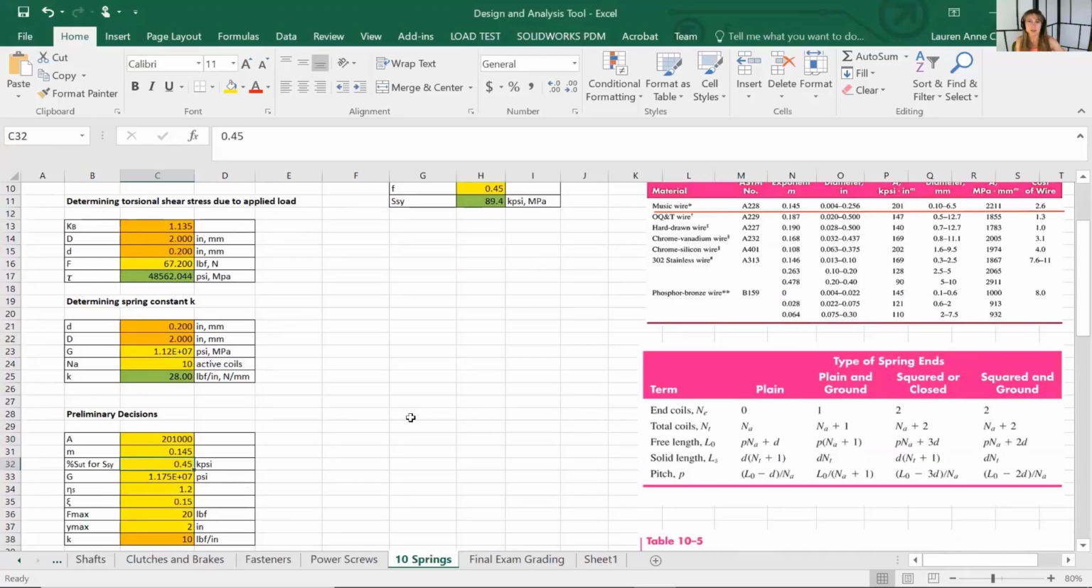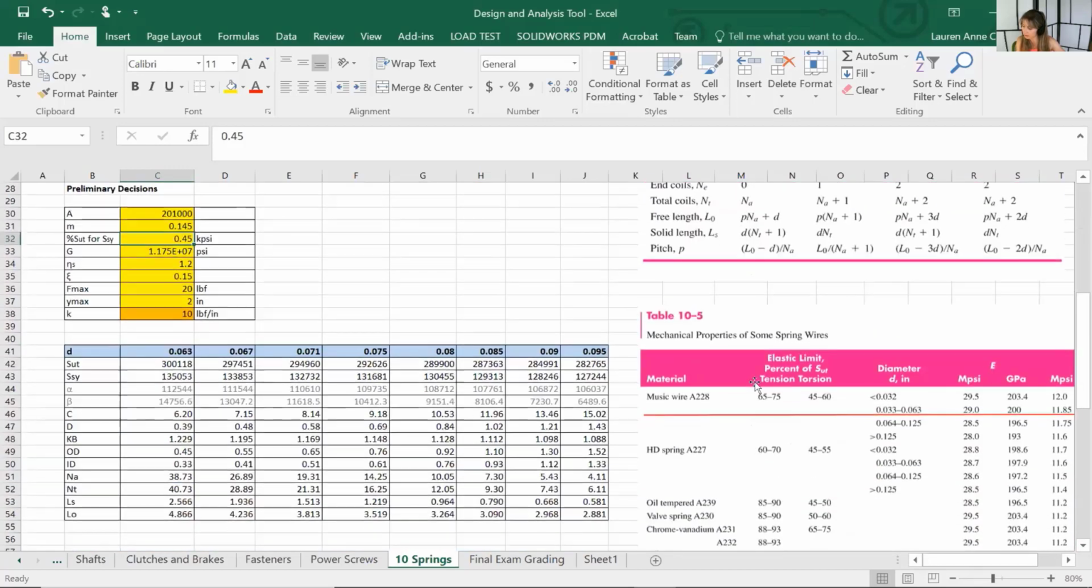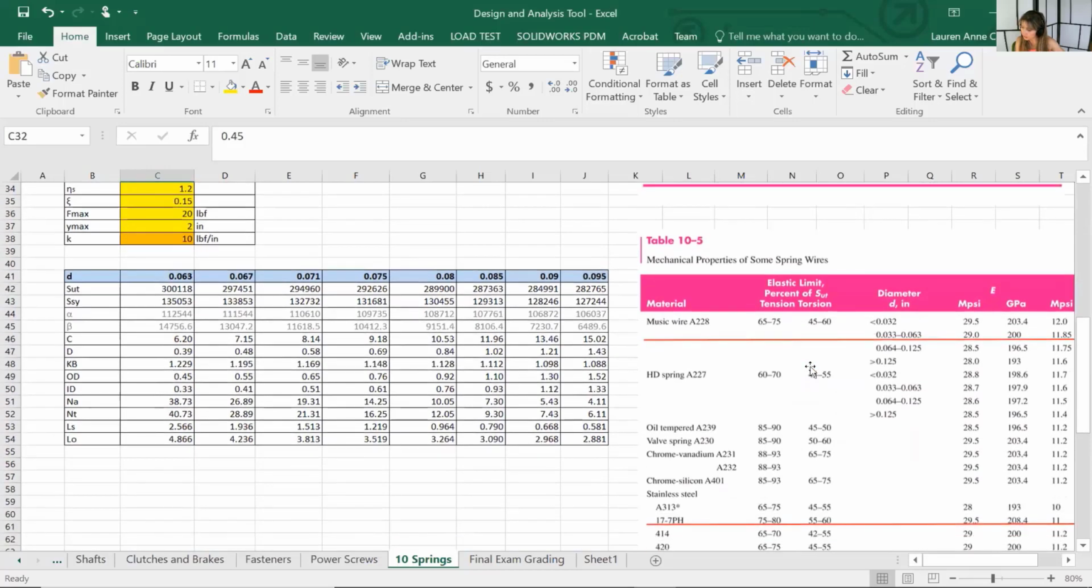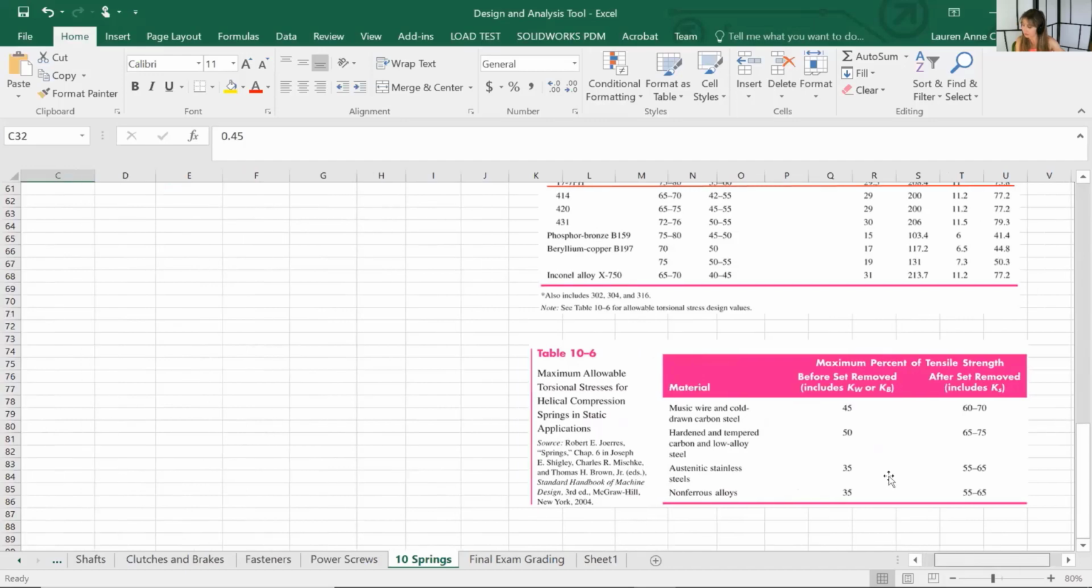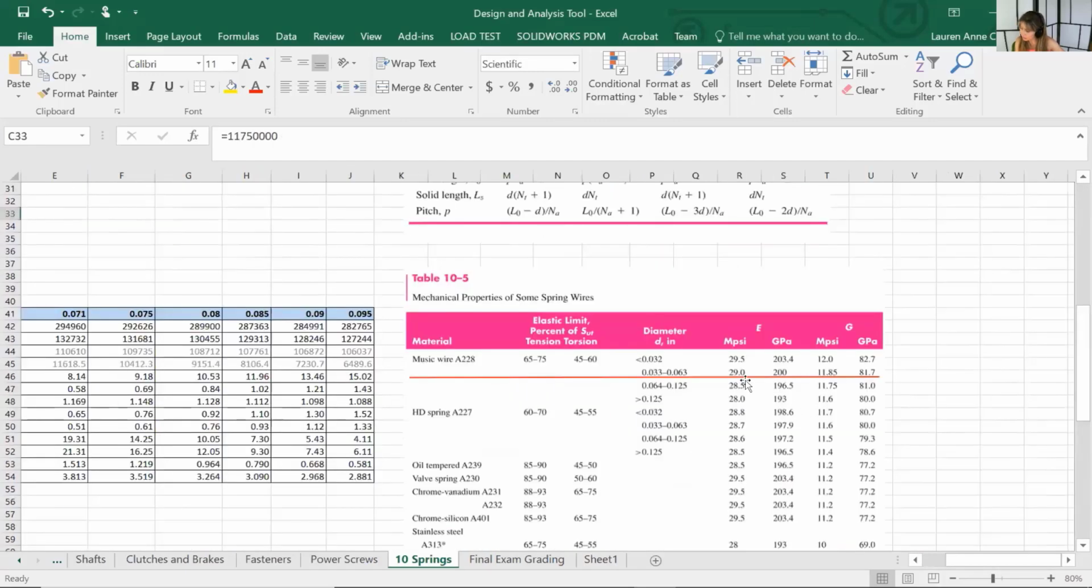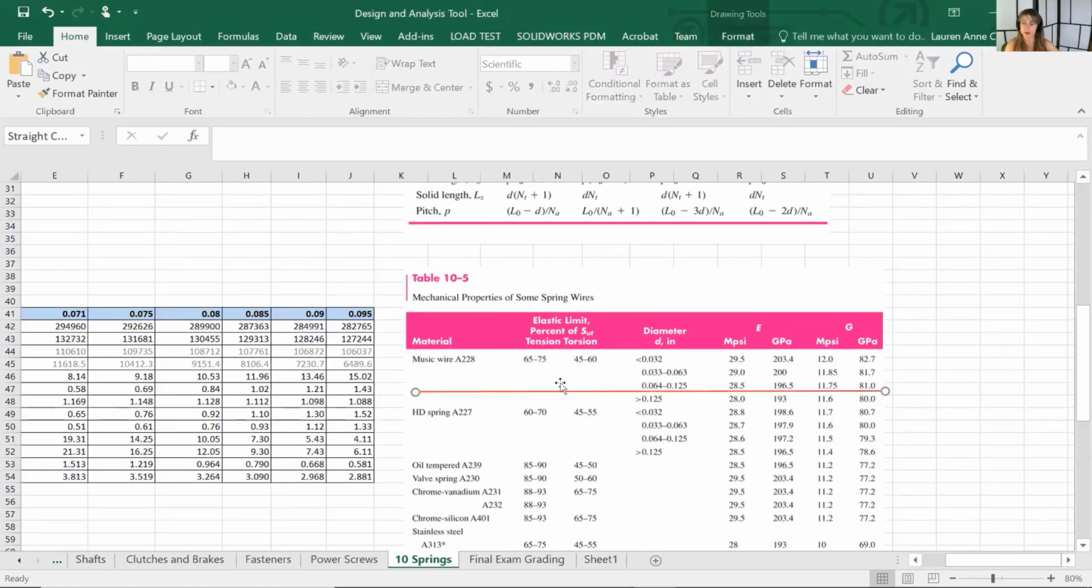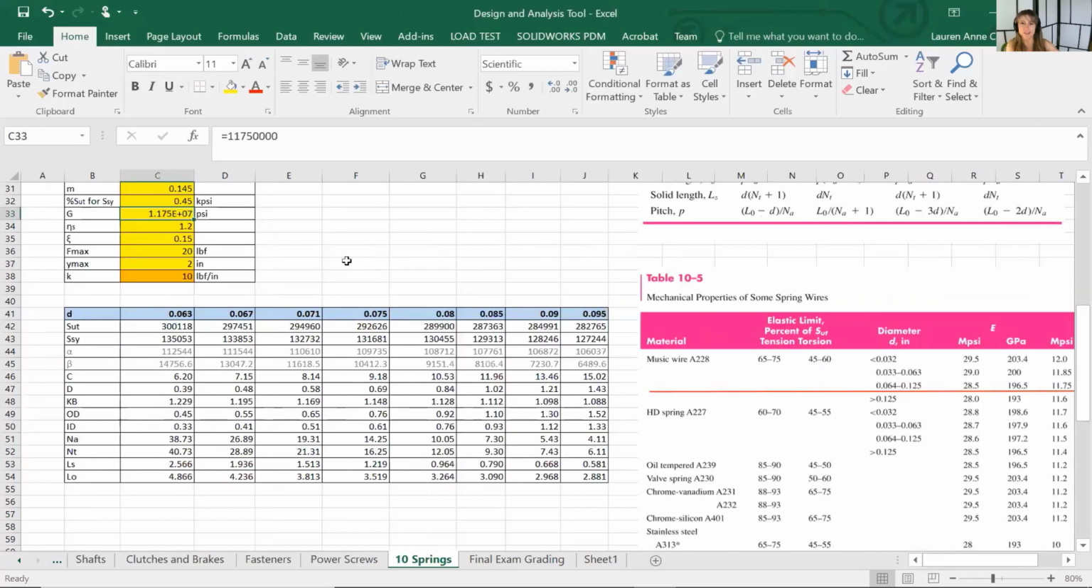The percent of the ultimate tensile strength for the torsional yield strength I picked as 0.45 based on recommendations in table 10.5 and also appears in table 10.6. Modulus of rigidity is from table 10.5, so we have music wire. For my first assumption, I'm going to go with a wire diameter range of 0.064 to 0.125. So G in MPSI is 11.75. So again, got to keep track of your units. So I did 11.75 e to the 6th. So this is entered in PSI.